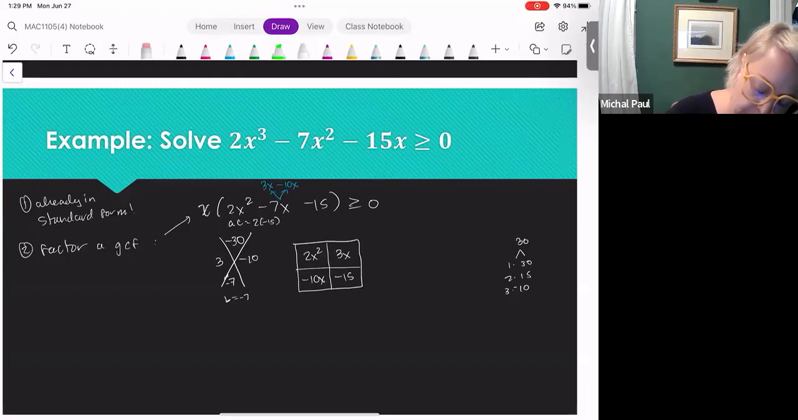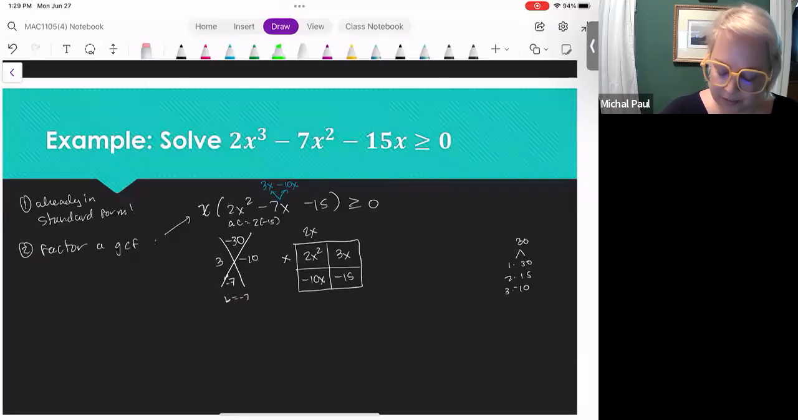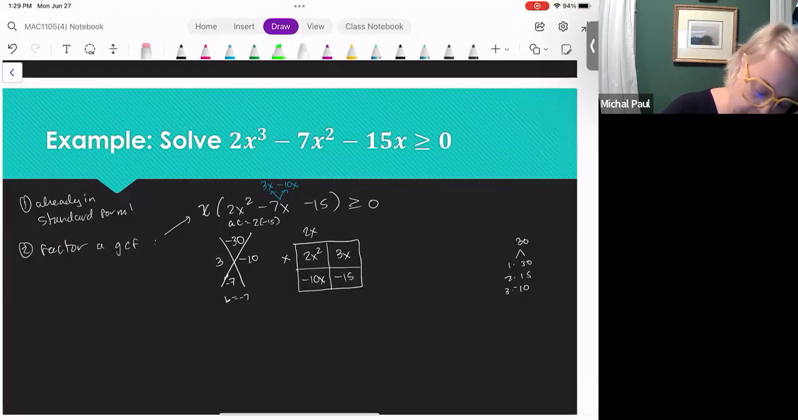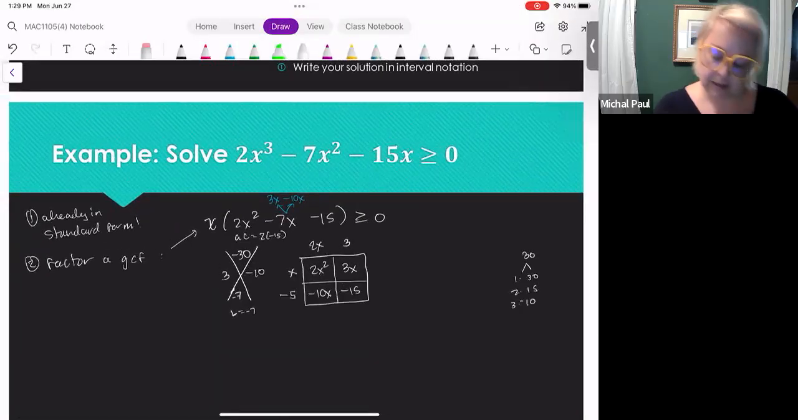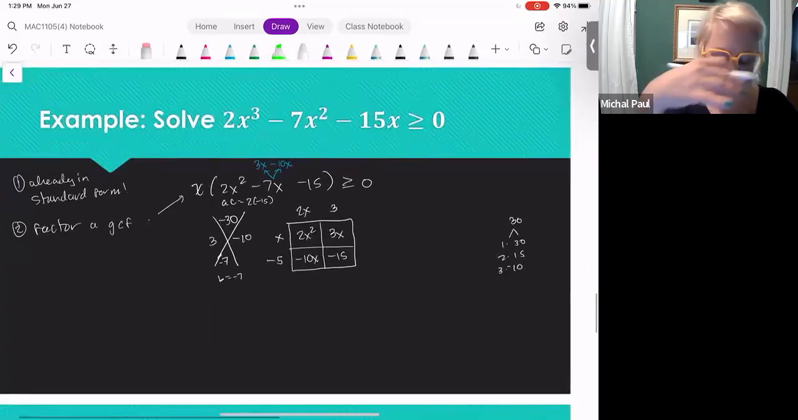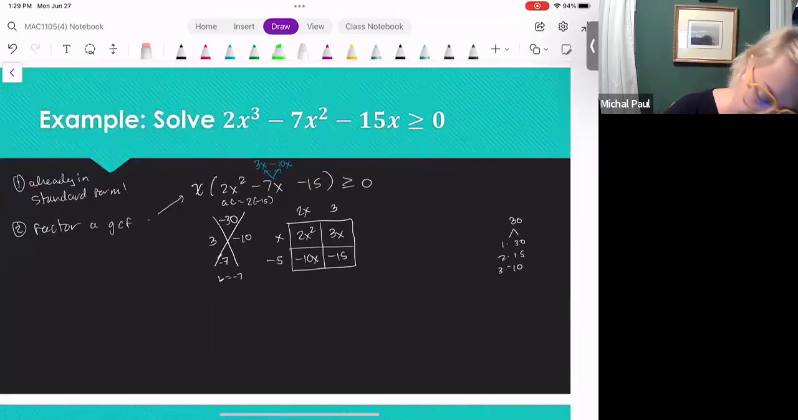The GCF of the first row is just x, but of the first column is 2x. And I confirm that 2x times x is 2x squared. Then I'm going to factor my second column. The GCF there is 3. And I confirm that 3 times x is in fact 3x to get that top right corner. The GCF of the bottom row is negative 5. And I confirm that negative 5 times 3 is negative 15. So this means I have factored correctly because all of my pieces multiply up to be the same thing.